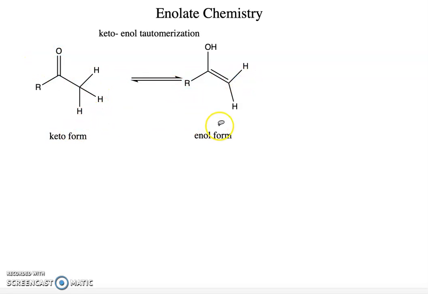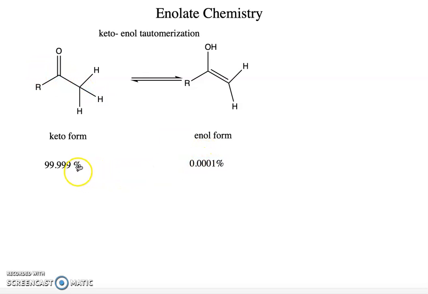This is the keto form, this is the enol form, and it's the enol type form of the compound that we're going to be interested in looking at and using for our reactions and our reactivity. Unfortunately for us, this equilibrium gives us very, very little of the enol form. It's almost entirely the keto form. These numbers are only approximate. It depends on the exact nature of the ketone and so on.